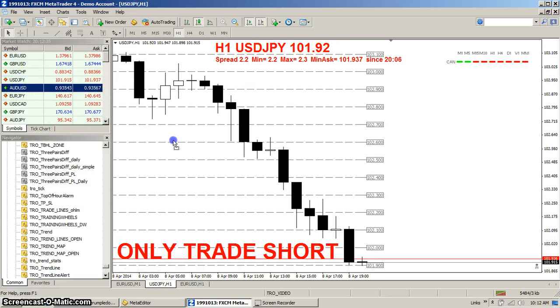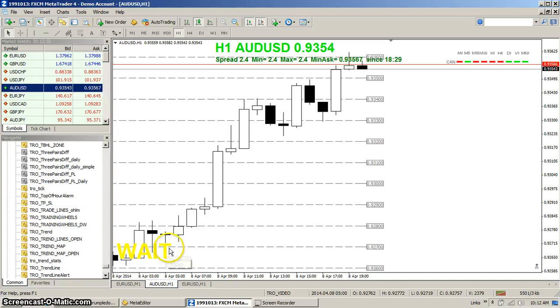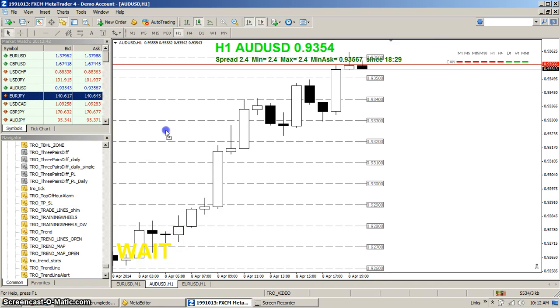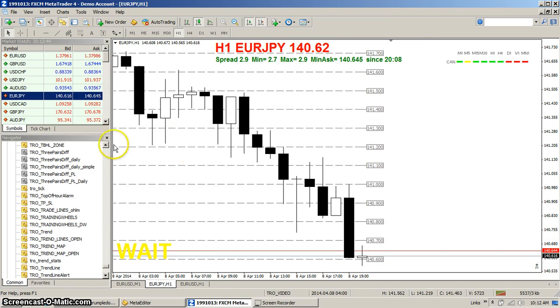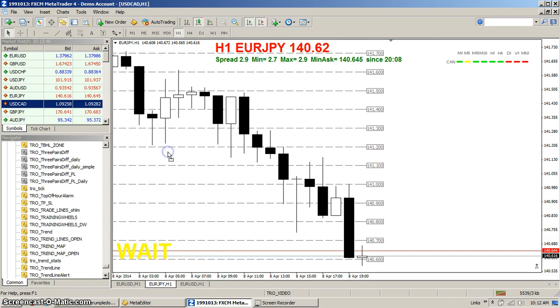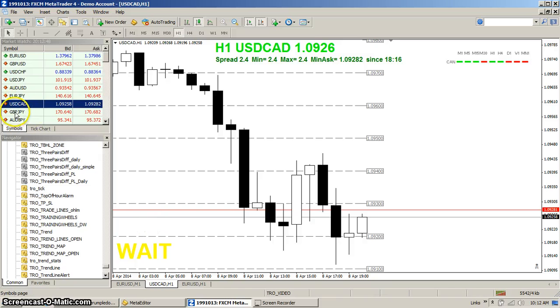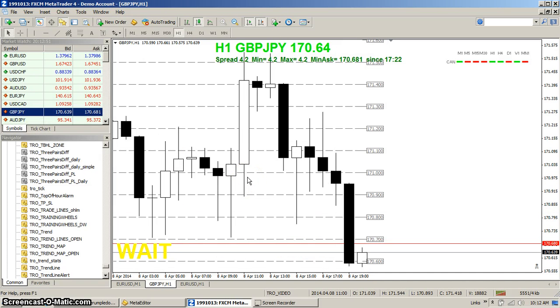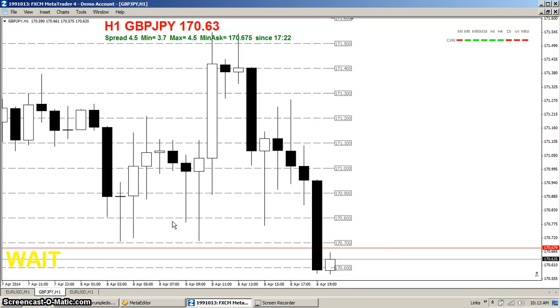You saw it said wait. Sometimes it'll tell you to wait. For example, right here, because the parameters are saying you have to wait. You have to wait for price to move so you know which direction to trade. So that's the TRO training wheels DW indicator, which has the weekly. The training wheels just has the daily. So that's to help the beginning trader or the experienced trader from making those mistakes.